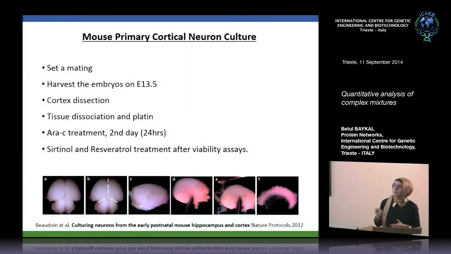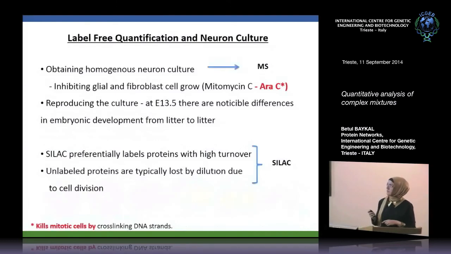So I started with timed mating, and then I'm harvesting embryos on E13.5, and I do the cortex dissection, and then the tissue dissociation and plating the cells. And then I do the AraC treatment on the second day to make sure that I will inhibit the glial cell growth and fibroblast growth. And then I did the sirtinol and resveratrol treatment after the viability assays.